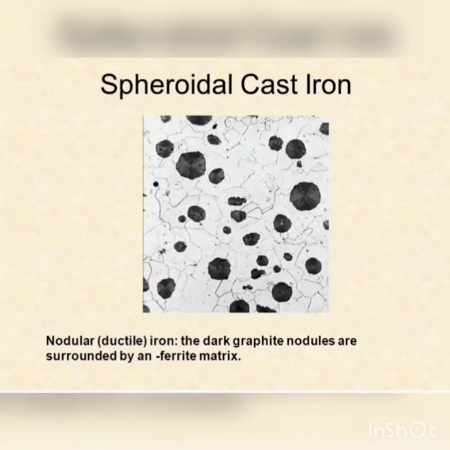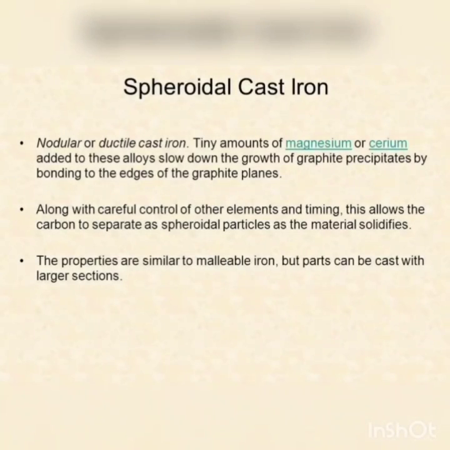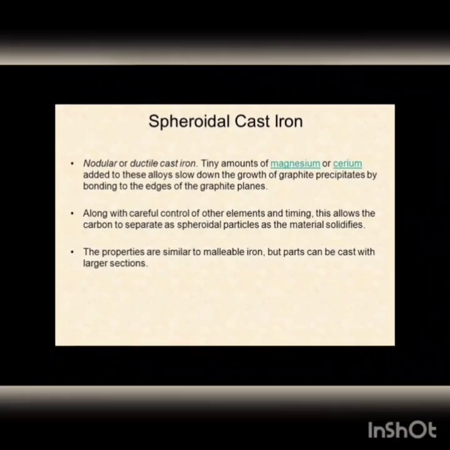I am here to explain the detailed study of nodular cast iron, also known as ductile cast iron. Here we can see the microstructure of nodular cast iron. When the microstructure of the cast iron consists of nodules or spheroids of graphite in a pearlite or ferritic matrix, the resulting material is called nodular cast iron. So nodular cast iron is the improved version of grey cast iron with greater toughness.